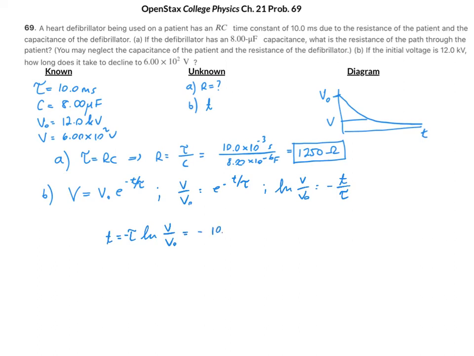That's negative 10 times 10 to the negative third seconds, natural log of V, which is 600 volts, and V0 is 12 times 10 to the third volts. So we plug these numbers into our calculator and end up with 0.03 seconds or 30 milliseconds. So it takes 30 milliseconds for the voltage in the defibrillator to drop from 12,000 volts to 600 volts.